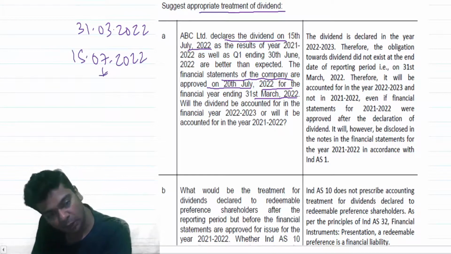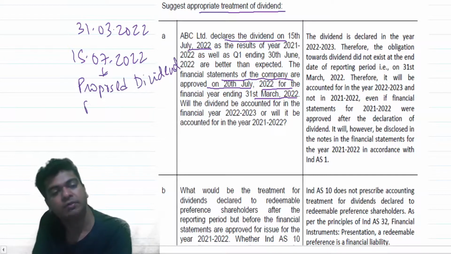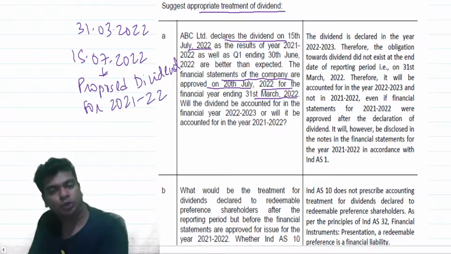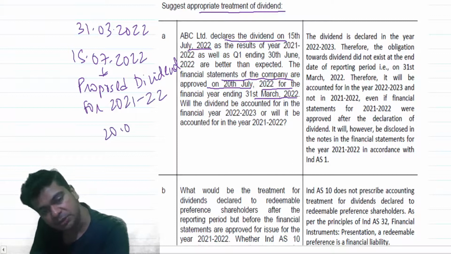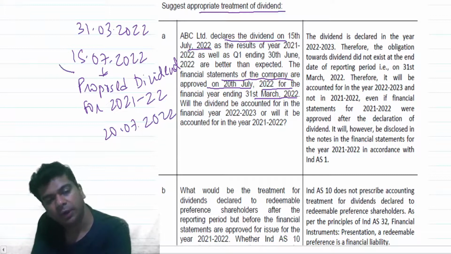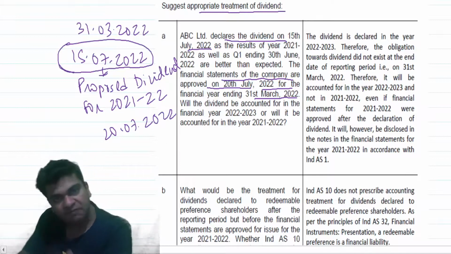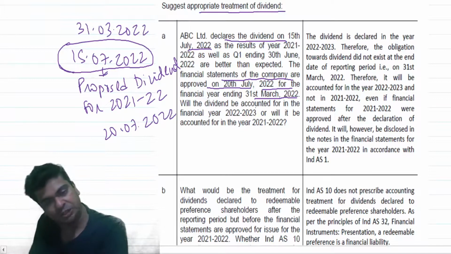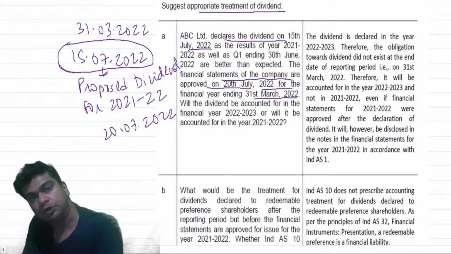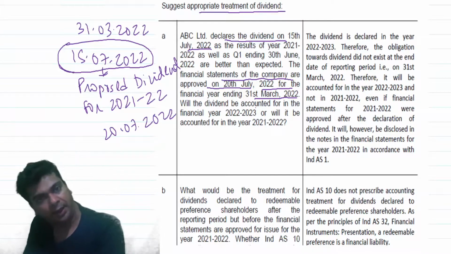On 15th July 2022, we are declaring dividend for the year ended 2021-22. That means on 15th July, you are basically proposing dividend. This proposed dividend is for 2021-22, and you are approving the financial statements on 27 July 2022. This event on 15 July 2022 is definitely an event after the reporting date. Whether it is adjusting or non-adjusting, the question is, will the dividend be accounted for in the financial year 2022-23, or will it be accounted in the year 2021-22? You are proposing dividend for the year which has simply ended.